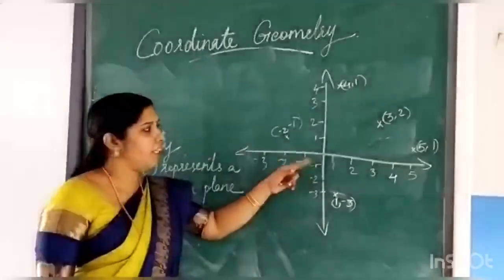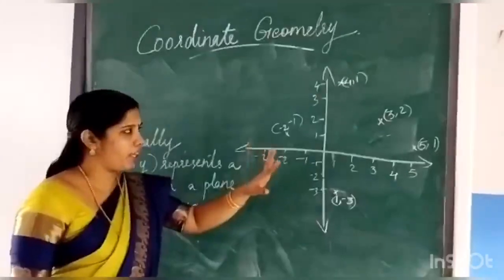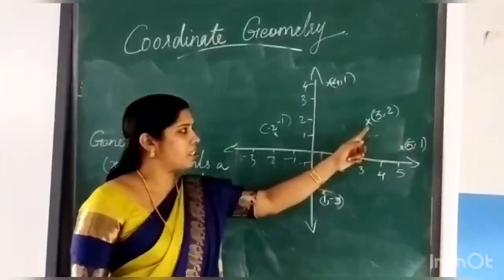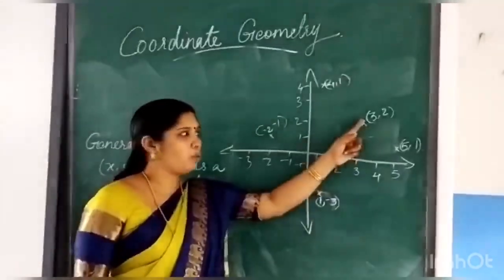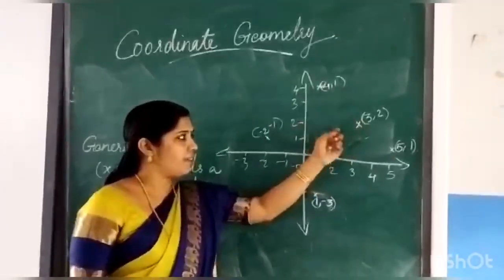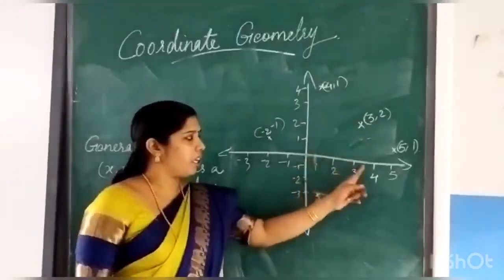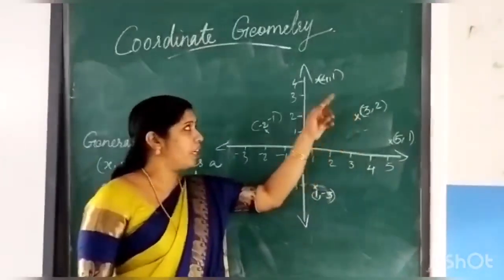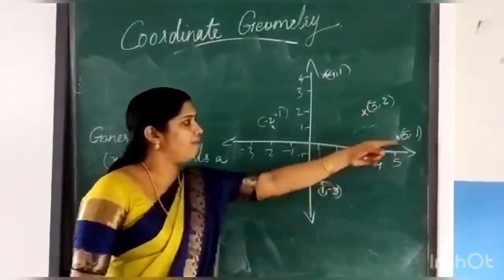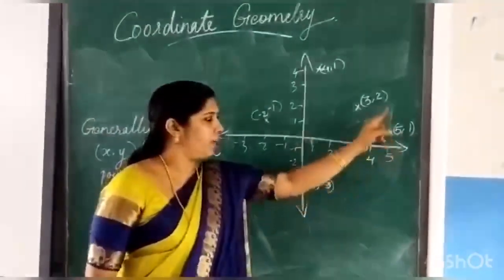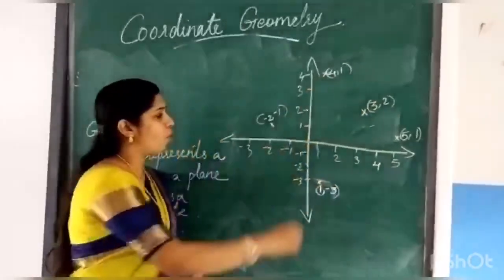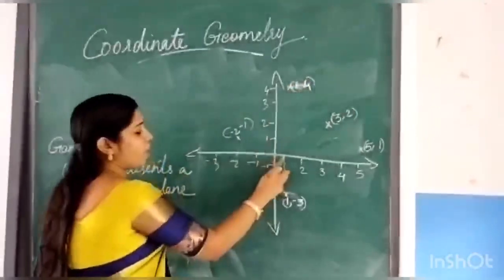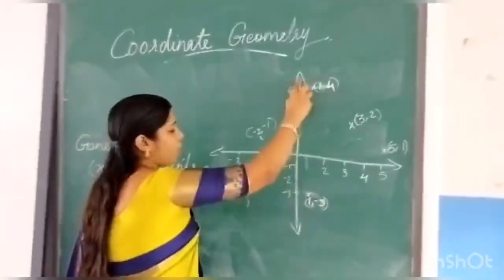Now we have studied how to locate a point. See some examples. (3, 2), as we discussed earlier. (3, 2) is a point in the first quadrant, 3 units away along the x-axis and 2 units along the y-axis. So (3, 2) here, then (5, 1), 5 here and 1 upward. Then this point is (1, 4), 1 along the x-axis and 4 along the y-axis.